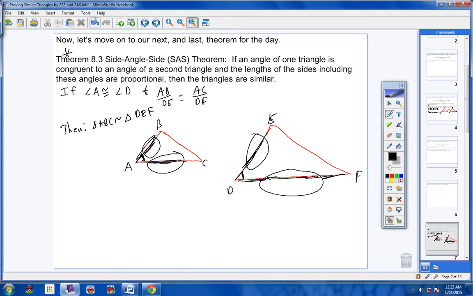So whenever you have this scenario, please listen to me, students, whenever you have this scenario here where you have an angle congruent to an angle and then these two including sides are proportional to these two including sides, then you know right away these two triangles are similar.